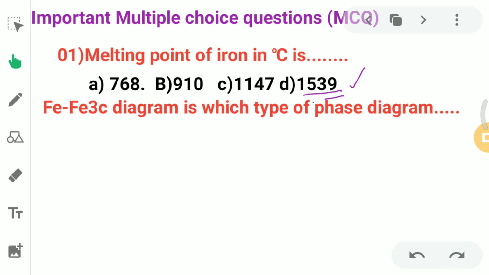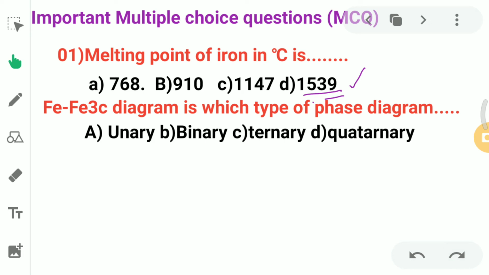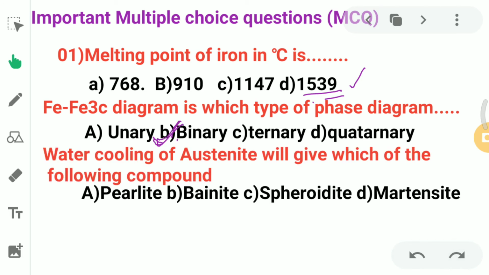And the second question is, the iron carbide diagram is which type of phase diagram? Whether this is a unary phase diagram, binary phase diagram, ternary phase diagram or quaternary phase diagram. Remember, friends, the iron carbide diagram is a binary phase diagram. This is very important, friends. And the next question was, water cooling of the austenite will give which of the following compounds? Water cooling of the austenite will give martensite, friends. Please remember this. Water cooling of the austenite will give martensite.